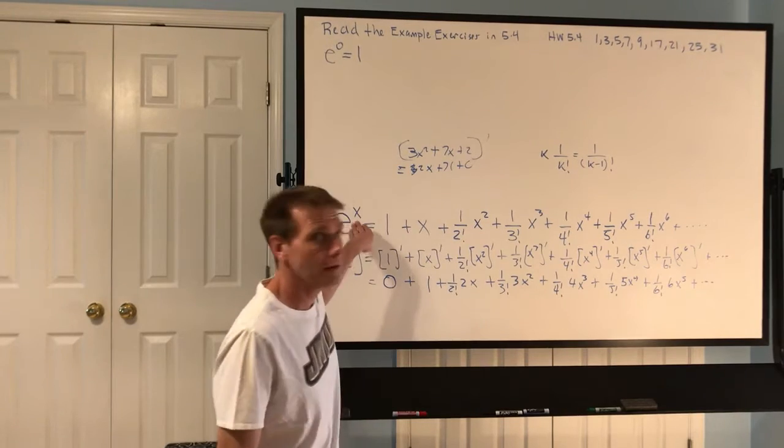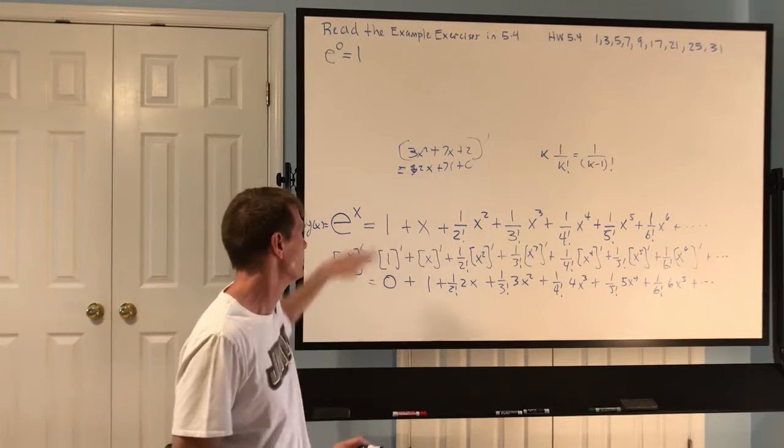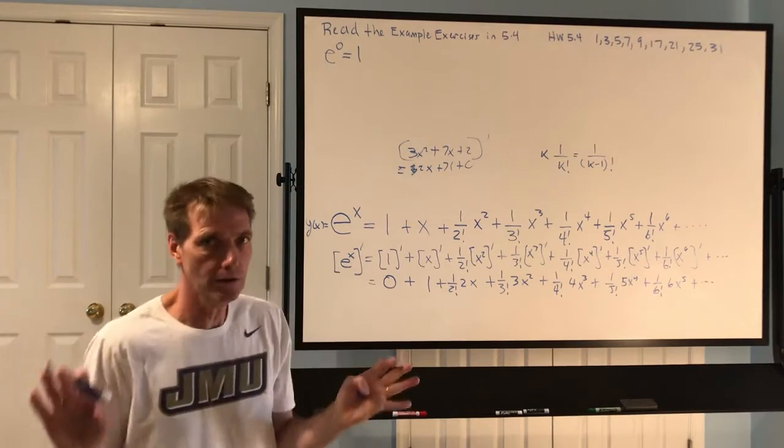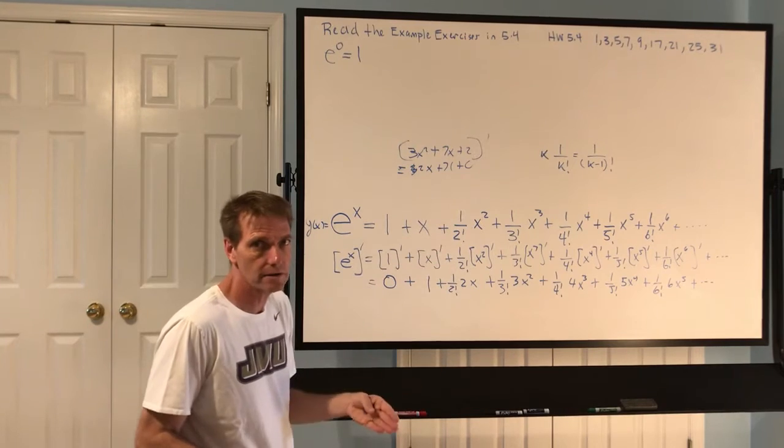So all I've done is I've got this definition of this infinite sum that's representing my e to the x. It's an infinite polynomial, okay? And then all I've done is take the derivative of both sides.